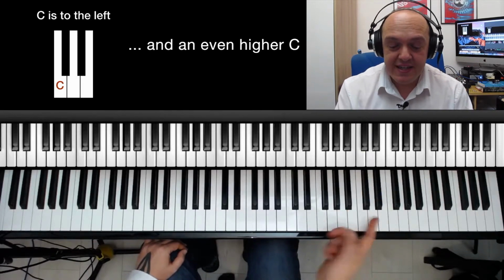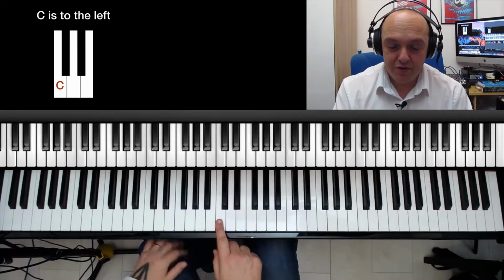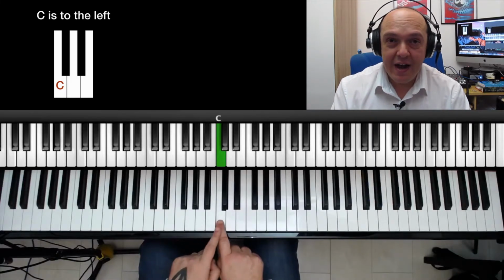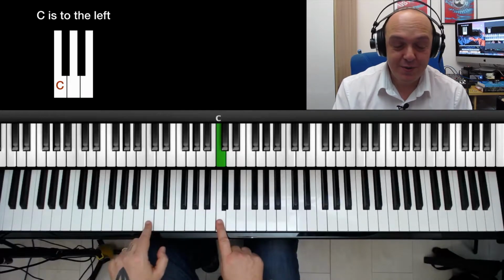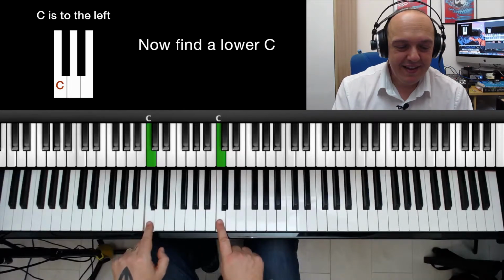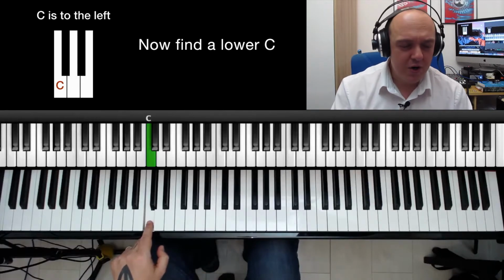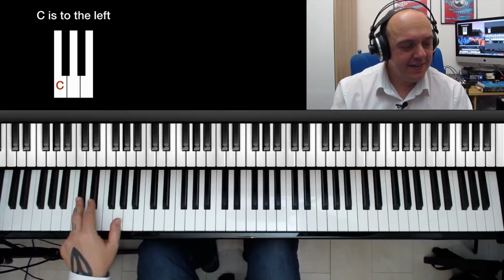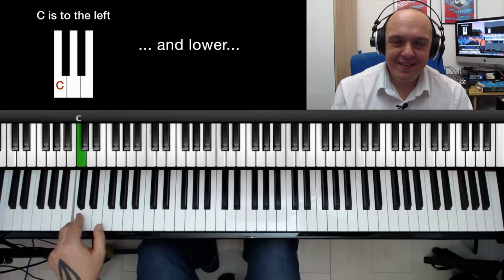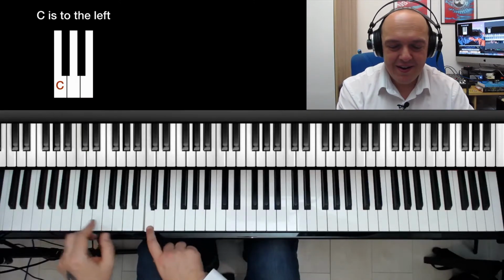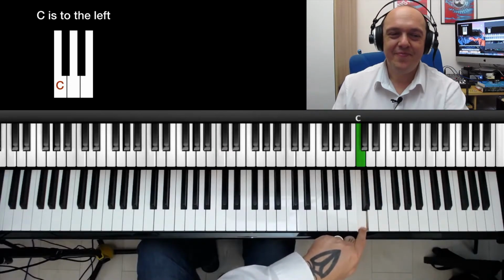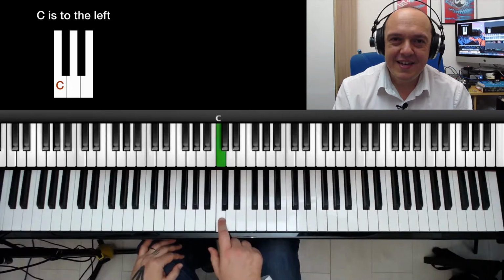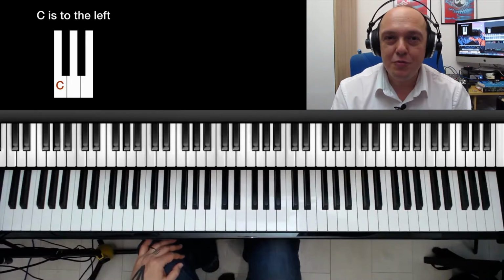Now, if we go back to the C that we found at the beginning, the one directly in front of you, locate now the group of 2 black keys lower than that and play the C, which is right there. And locate yet one lower group of 2 black keys and play that C. Lower and higher. That note, C, to the left of the group of 2 black keys.